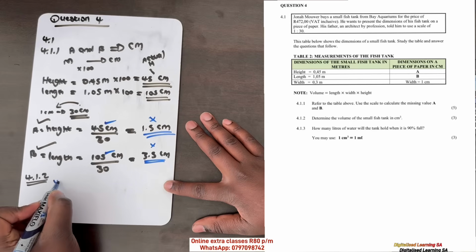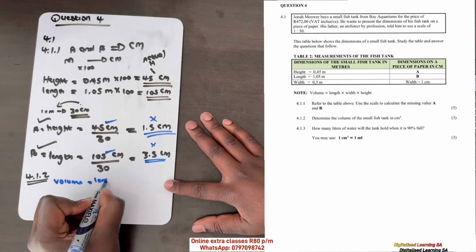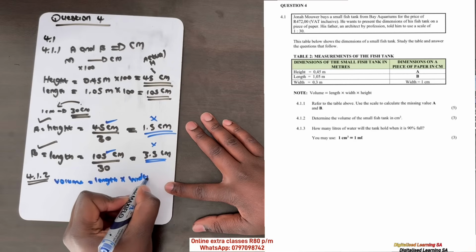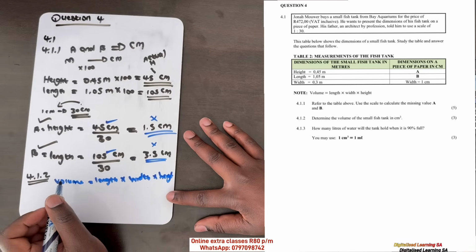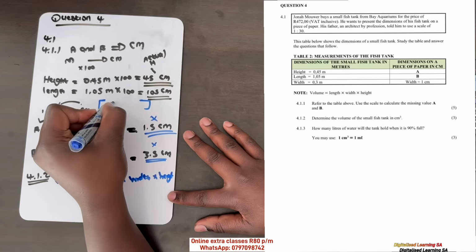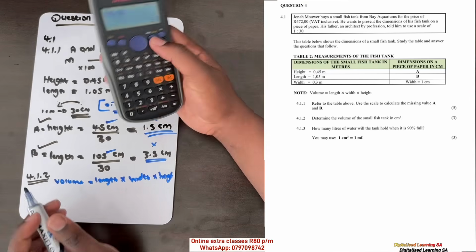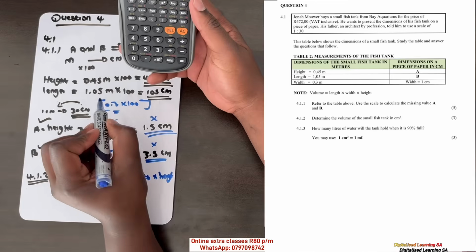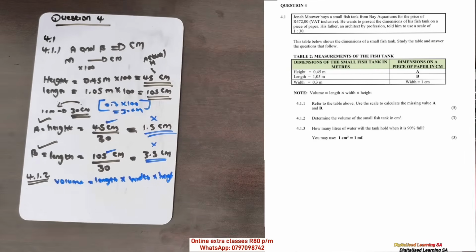Remember that our volume is equal to our length multiplied by our width multiplied by our height, and we know that our width will be 0.3 multiplied by 100, so that we can convert it into centimeters. So it will be 0.3 multiplied by 100, and it will be 30 centimeters.